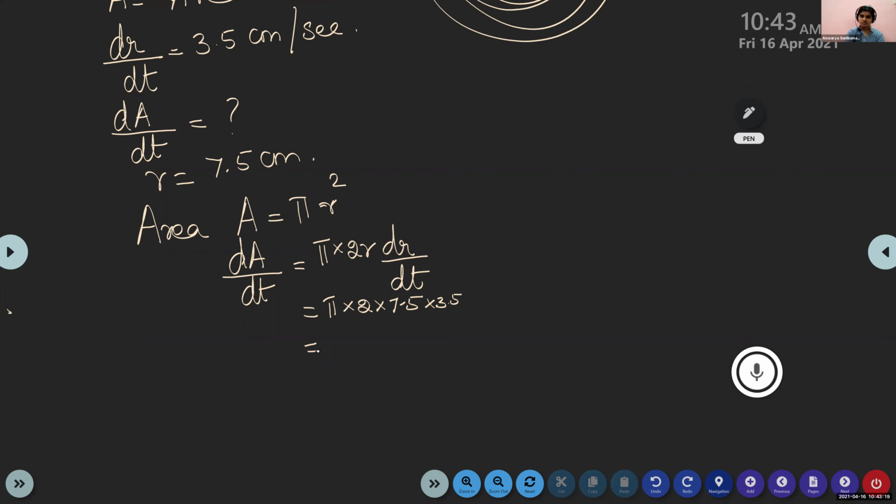52.5 pi. Yes, 52.5 pi. It is centimeter square, area, isn't it? Centimeter square per second. Area is in centimeter square, and time is given in seconds. So centimeter square per second.